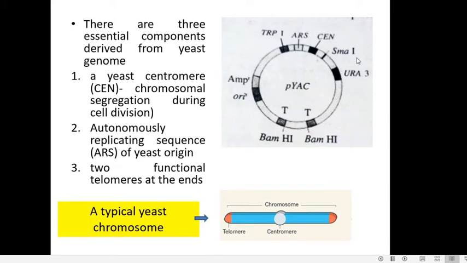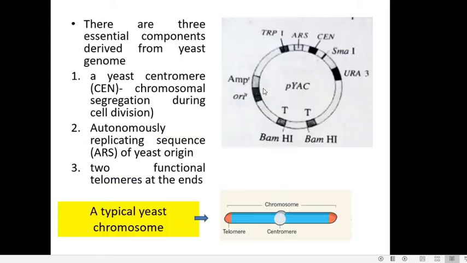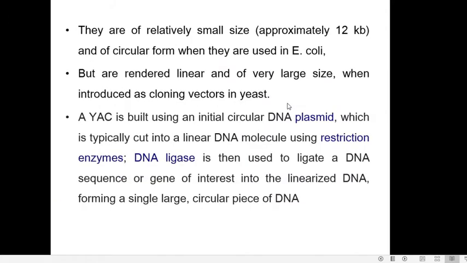So this is the circular form of YAC which is used in an E. coli cell. Whereas when you use it in a yeast cell, what we do is that we will cut this vector so that it will become linearized. It becomes linear. It is in that way that we use YAC inside a yeast cell. So in E. coli cell it will be circular in nature, and in yeast cell it will be linear. So the YAC is actually an initial circular DNA plasmid which can be cut into a linear DNA molecule using restriction enzymes, and then we can insert foreign gene into it with the help of DNA ligase.